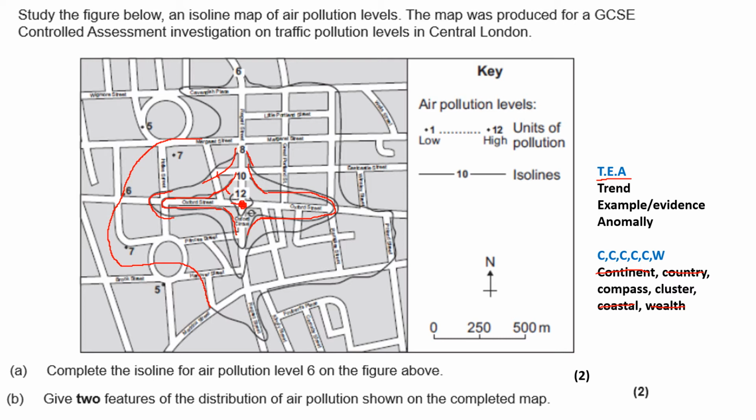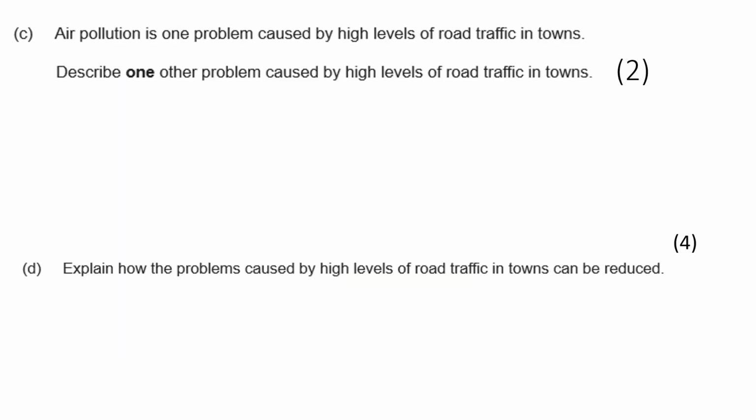Okay, so you should have done that question now. Let's look at another question. Air pollution is one problem caused by high levels of road traffic in towns. Describe one other problem caused by high levels of road traffic in towns. Now, it's worth 2 marks, and more often than not, people only get 1 mark on this.